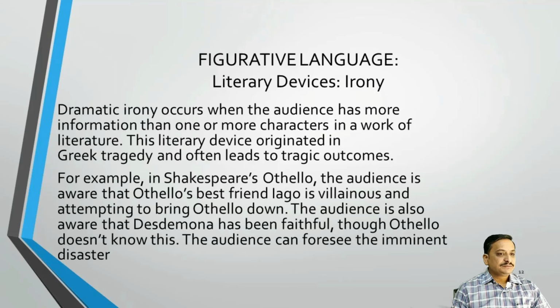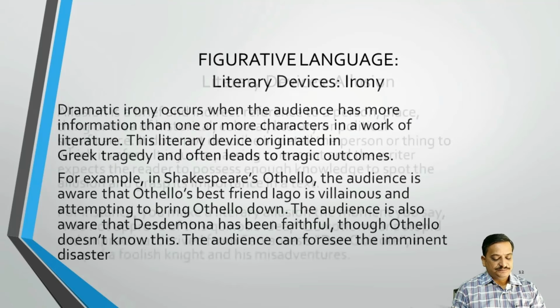Dramatic irony occurs when the audience has more information than one or more characters in the work of literature. The literary device originated in Greek tragedy and often leads to tragic outcomes. For example, in Shakespeare's Othello, the audience is aware that Othello's best friend Iago is villainous and attempting to bring Othello down. The audience is also aware that Desdemona has been faithful. Though Othello doesn't know this, the audience can foresee the imminent disaster.